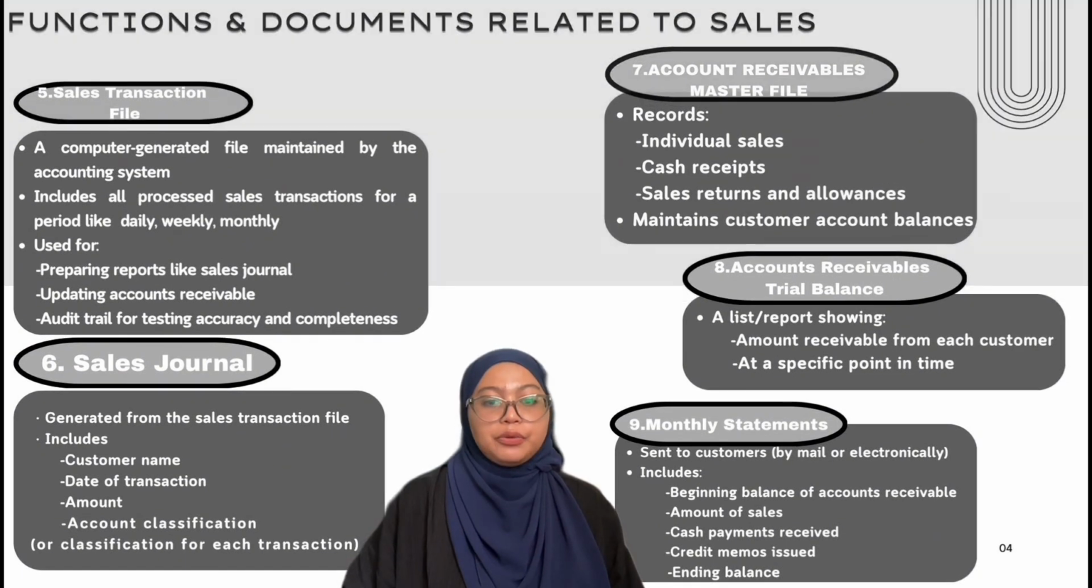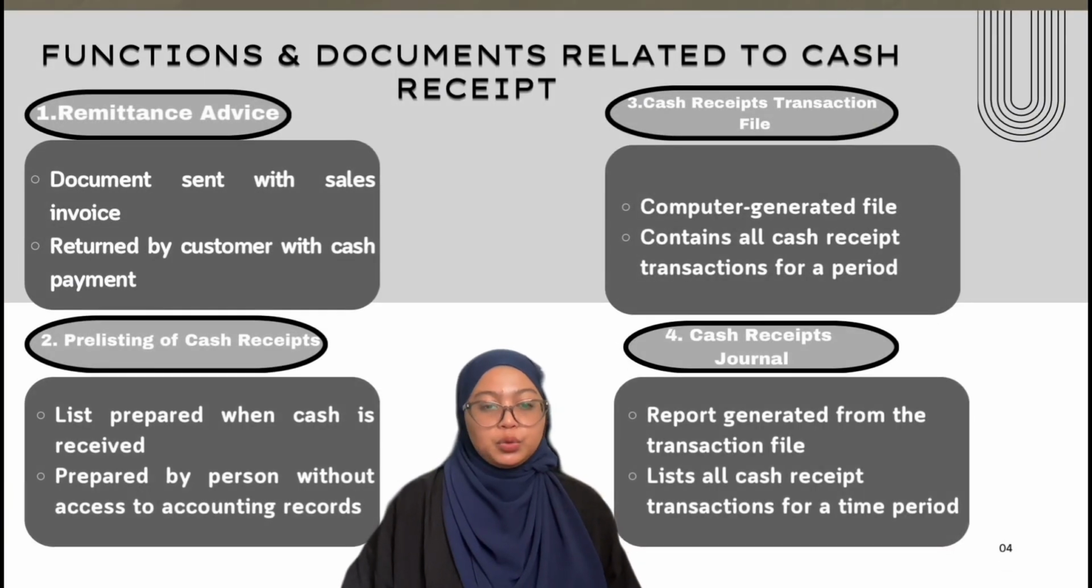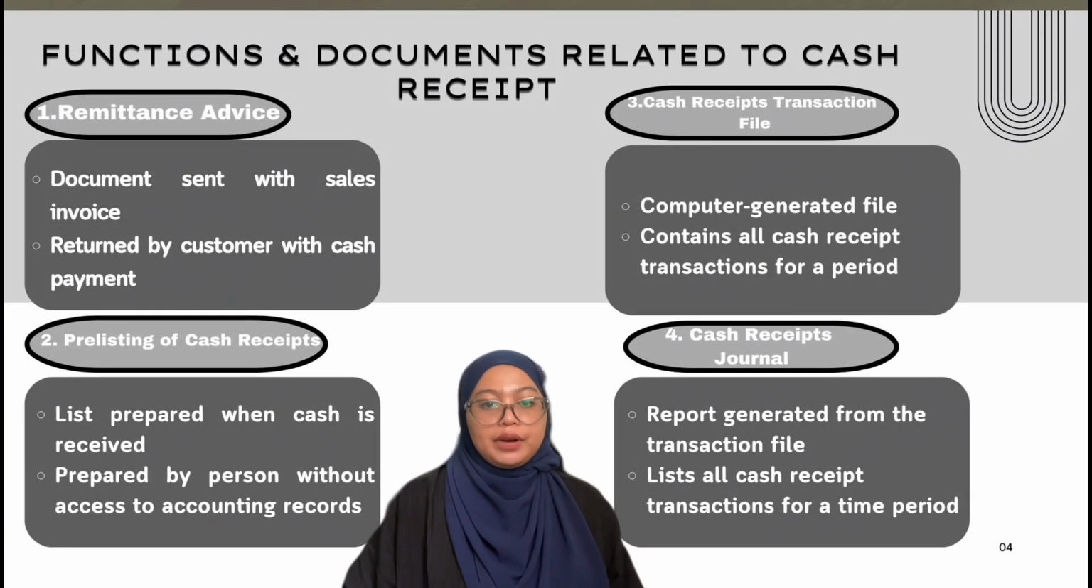After that, we proceed with the functions and documents related to cash receipt. First, we have remittance advice, a document sent with the sales invoice. It is also returned by the customer with the cash payment. Second is pre-listing of cash receipts. It is a list prepared when cash is received, also prepared by a person without access to accounting records.